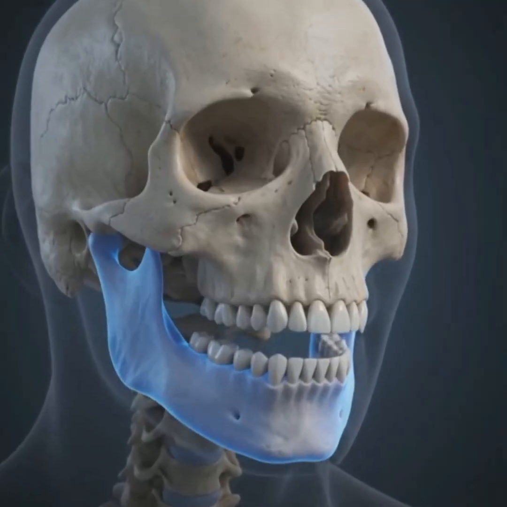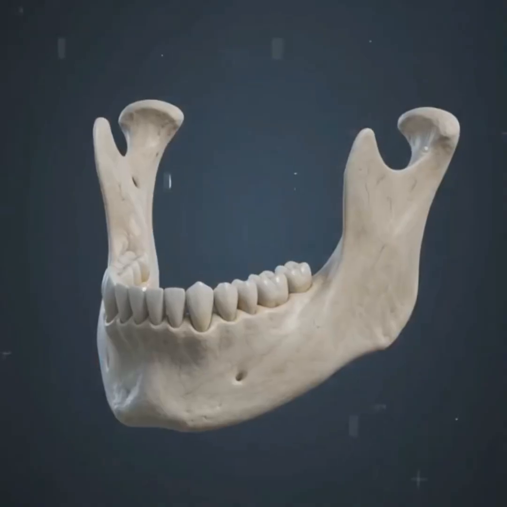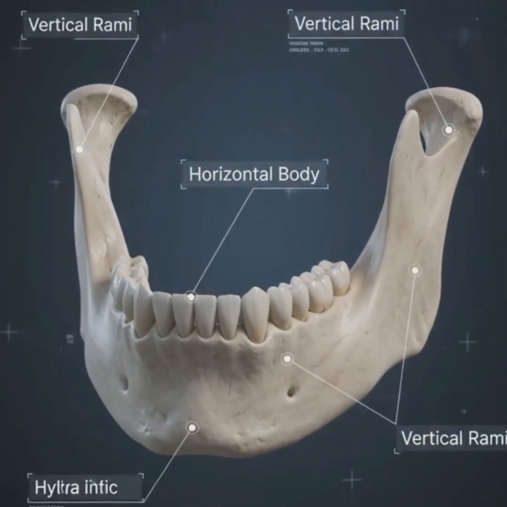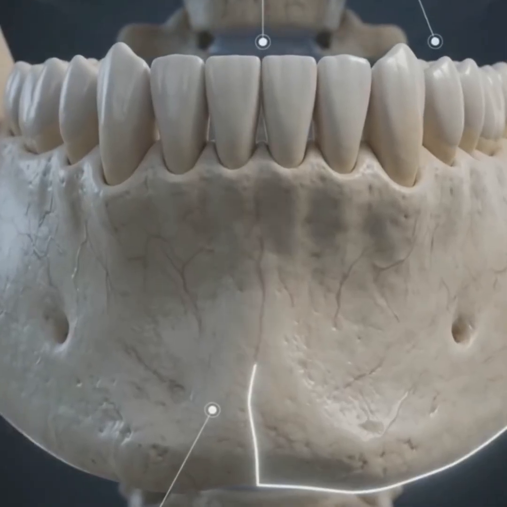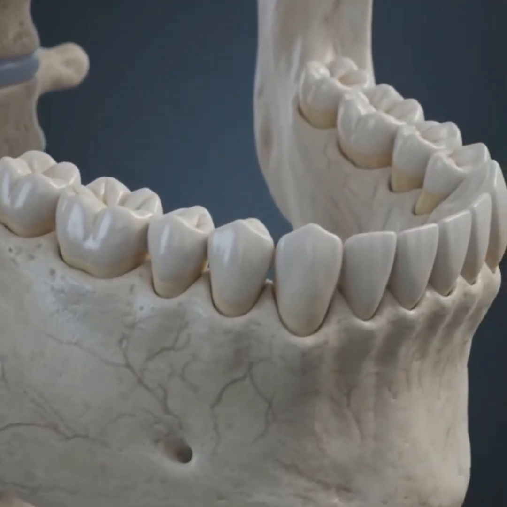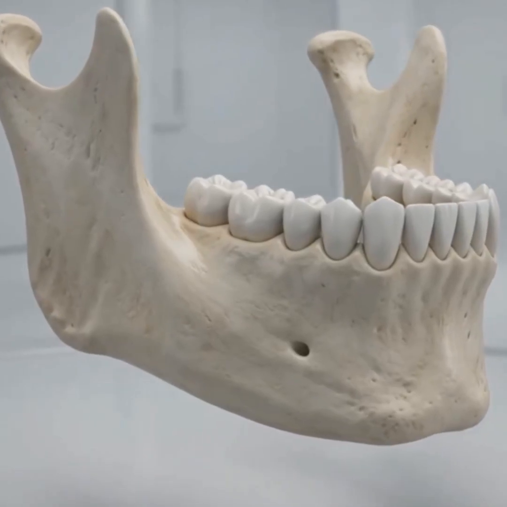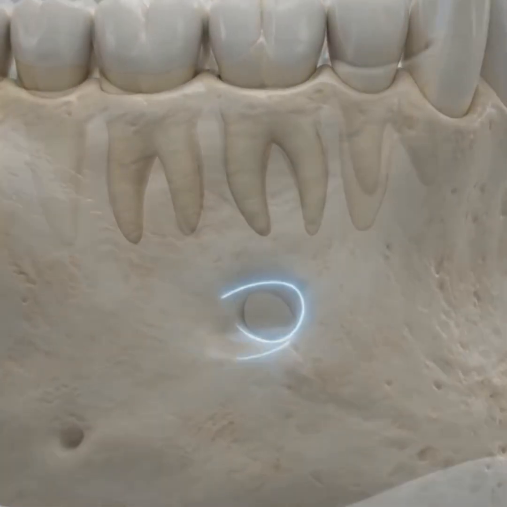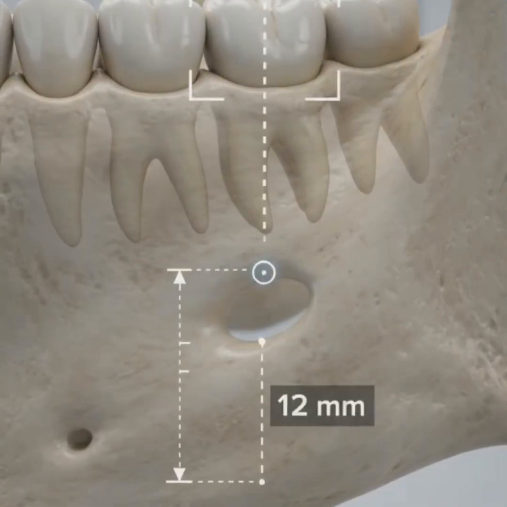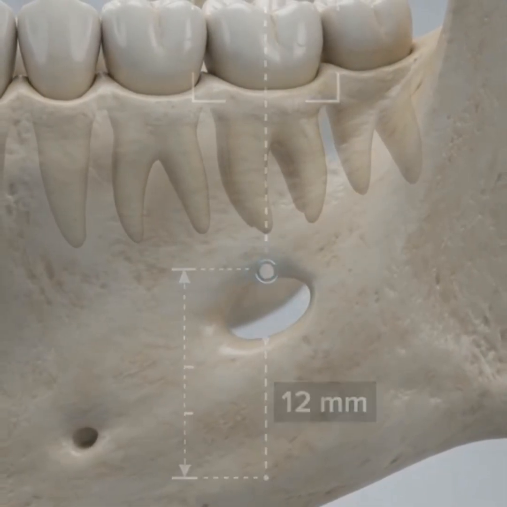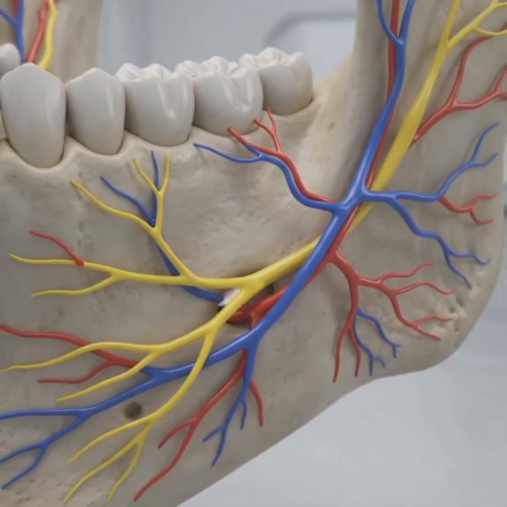The mandible is the largest and only mobile bone of the facial skeleton. It consists of a horizontal body and 2 vertical rami. The body features the external symphysis at the midline. Its superior border houses the lower dentition. On its external surface, the mental foramen lies inferior to the second premolar, situated approximately 12 mm superior to the lower border of the mandible, and transmits the mental nerve and vessels.